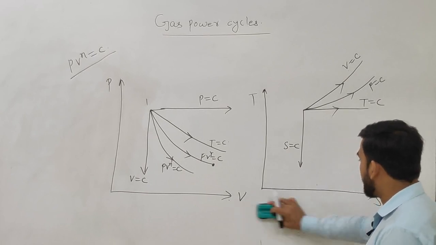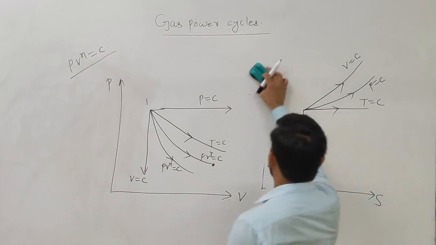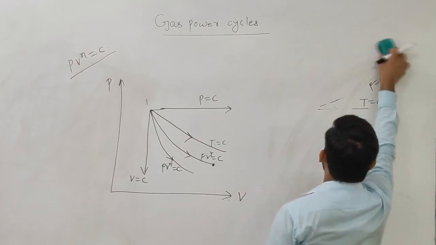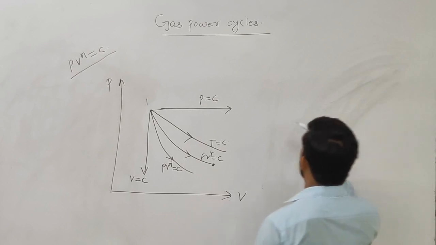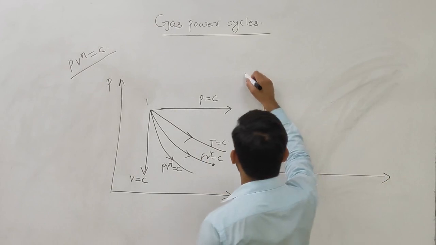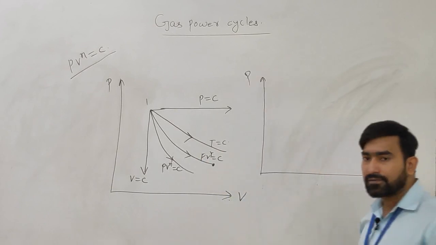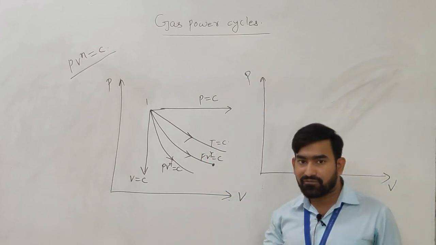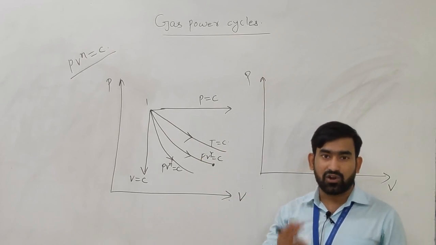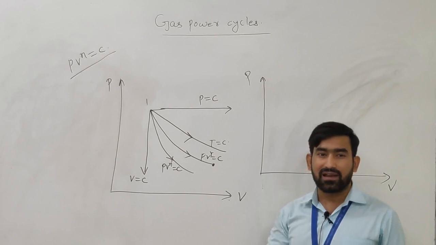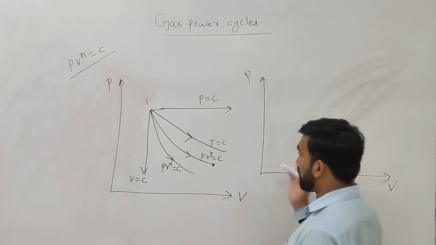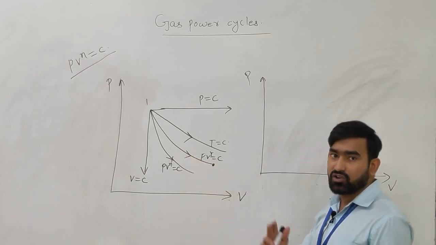Let us draw this diagram here. Let us draw this PV and TS diagram with the help of polytropic process. So here it will be a PV diagram for Otto cycle. In Otto cycle there are 4 processes: 2 reversible adiabatic, or you can call them isentropic processes, and 2 reversible isochoric or constant volume processes. So we will try to draw this with the help of this PV by polytropic.